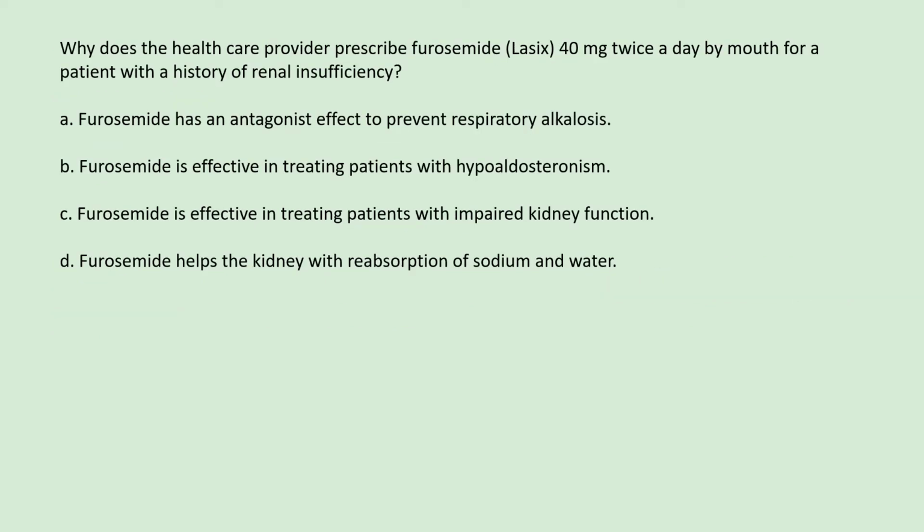Why does the healthcare provider prescribe furosemide, Lasix 40 mg twice a day by mouth for a patient with a history of renal insufficiency? A. Furosemide has an antagonist effect to prevent respiratory alkalosis. B. Furosemide is effective in treating patients with hypoaldosteronism. C. Furosemide is effective in treating patients with impaired kidney function. D. Furosemide helps the kidney with reabsorption of sodium and water.